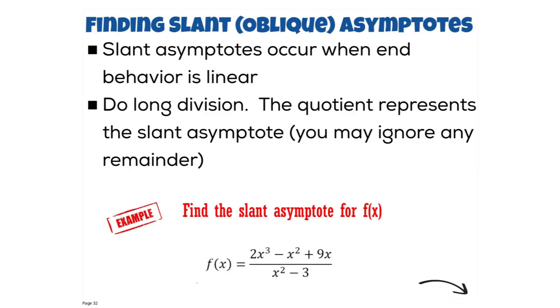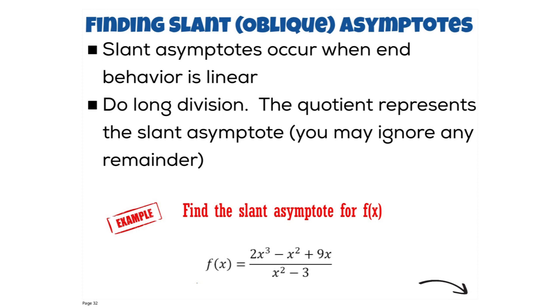Okay, let's talk a little bit more about that slant asymptote. Now, slant asymptotes are going to occur when your behavior ends up being linear. So that means you'd have one more x on the top than you do in the denominator. And to find the slant asymptote, you actually just do long division on that problem. And whatever your quotient is, there's your slant asymptote. Now, most of the time you're going to have some sort of a remainder. You just get to ignore that.